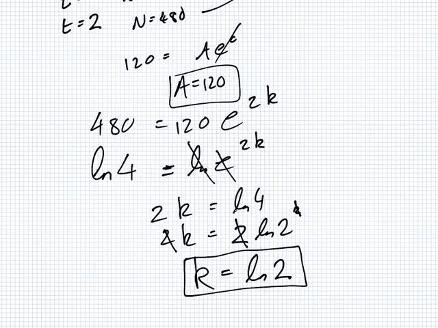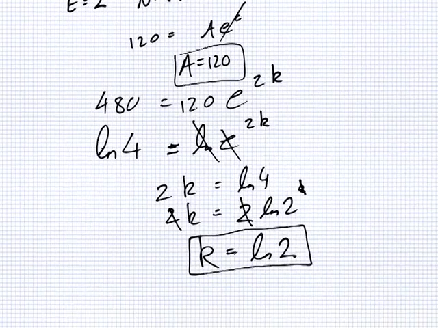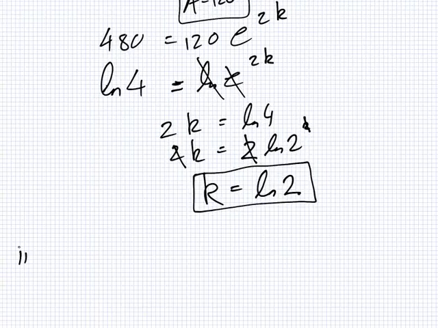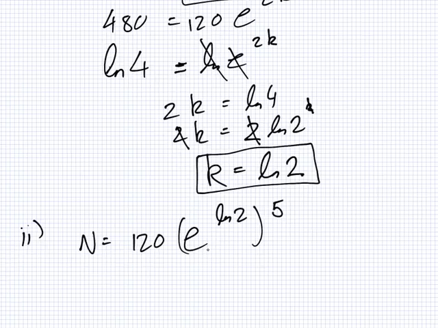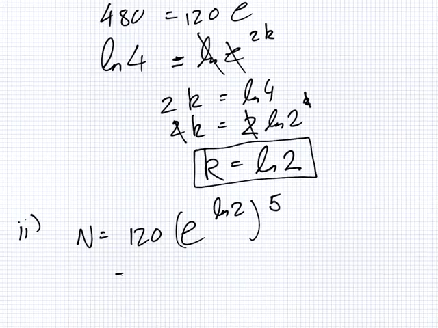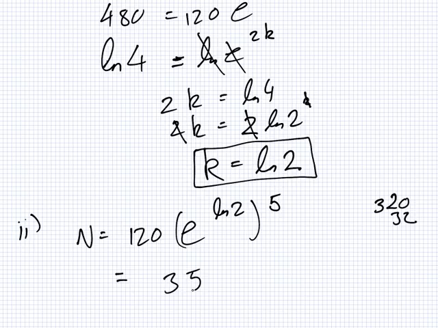Okay, continue. How many fruit flies are there after 5 days? So N equals A e^(kt), t is 5 days, isn't it? 2, 4, 8, 16, 32. 32 times 120, what's that? That's 32 times 100. Is that 3520?